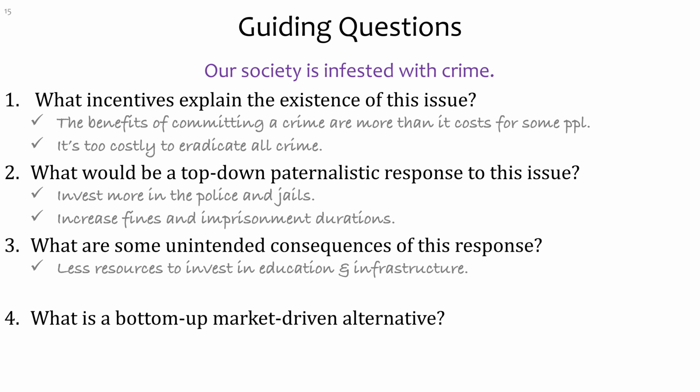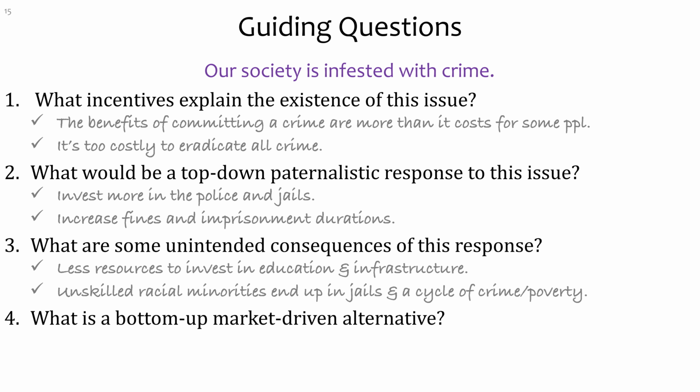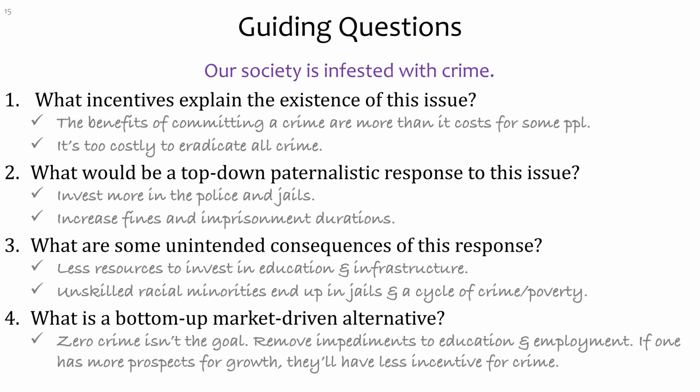For unintended consequences, it could be less resources for other things, as well as unskilled racial minorities getting the real hit with a cycle of crime and poverty. An alternative for that would be realizing that zero crime rate is not the ideal, and also removing the impediments to education and employment. Because if somebody has the prospects for growth, they have less incentive for crime.